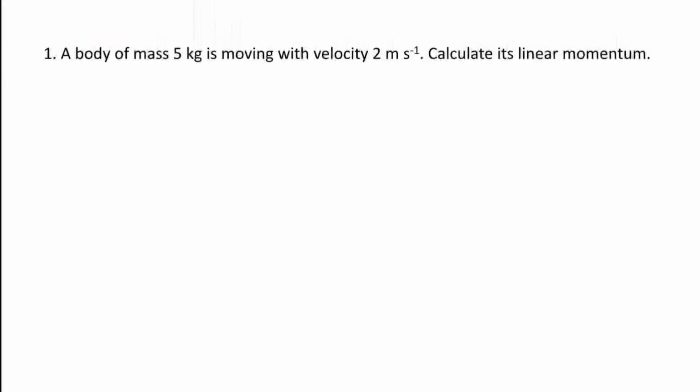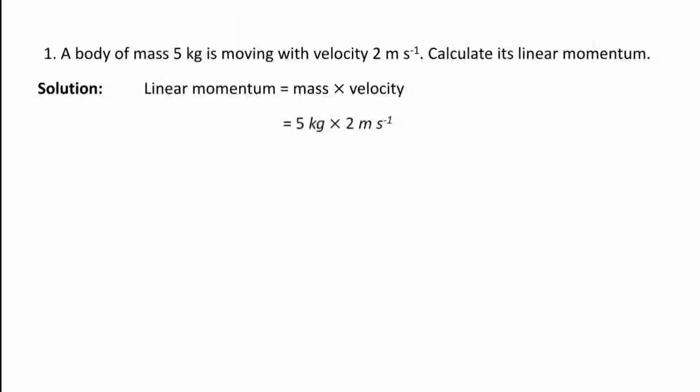A body of mass 5 kg is moving with a velocity of 2 meters per second. Calculate its linear momentum. So, let's look at the solution. Linear momentum, we know, is equal to mass into velocity. So simply we'll put the value of the mass, which is 5 kg, and the velocity, which is given as 2 meters per second, and we'll multiply them.